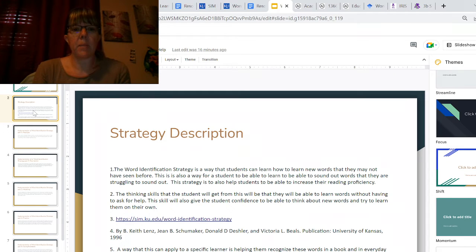A way that this can apply to a specific learner is helping them recognize these words in a book and in everyday life. This will also help them retain them so they won't have to ask for as much assistance with reading.